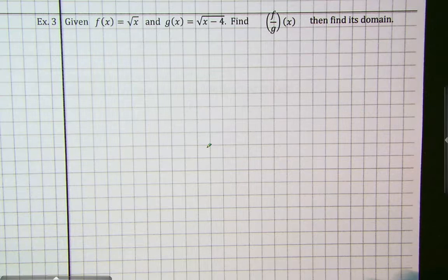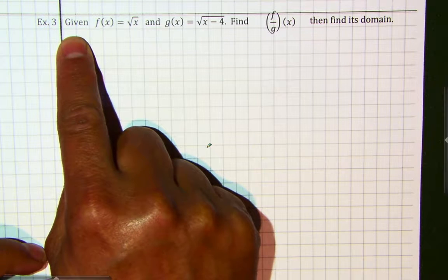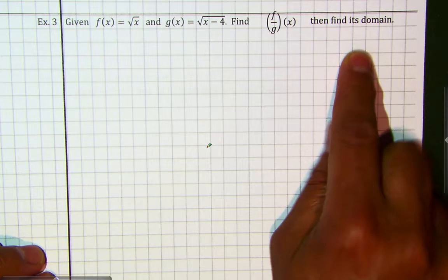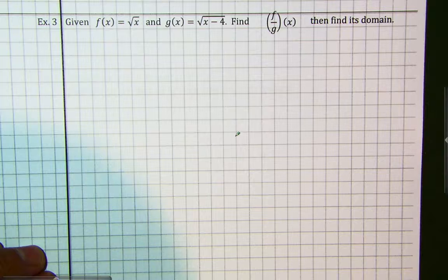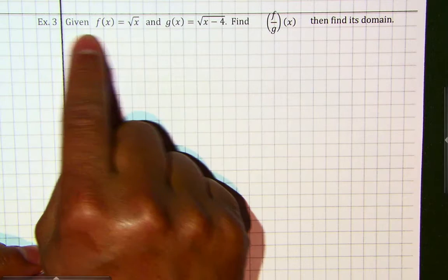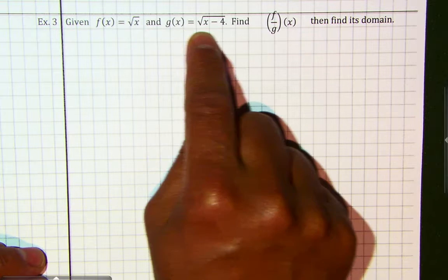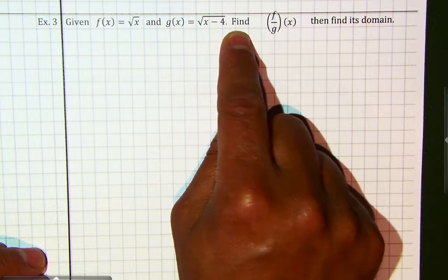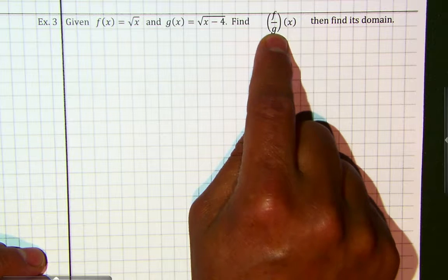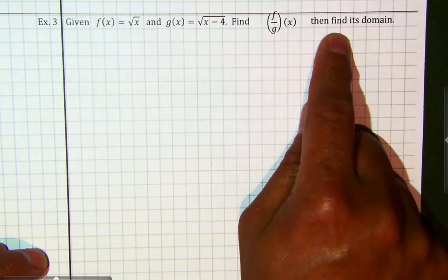On example number 3, copy it down, go and pause it, and we'll continue once you're ready. So given f of x is equal to the square root of x and g of x equals the square root of x minus 4, we need to be able to find f divided by g of x. And we also need to be able to find the domain.